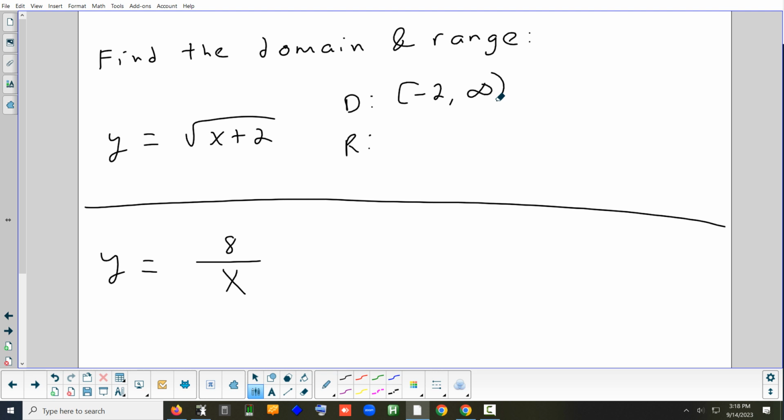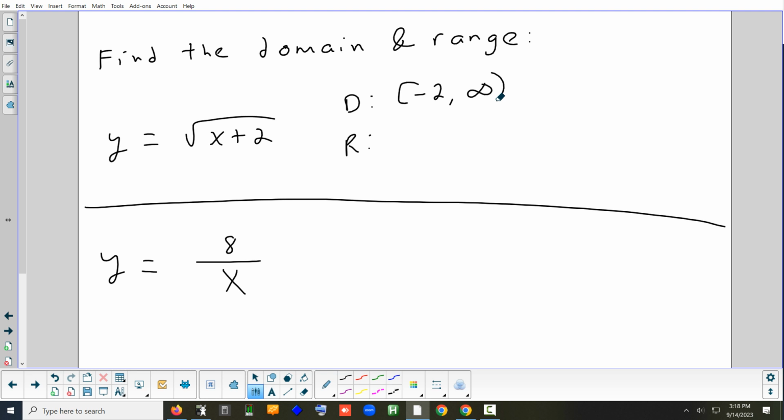And now, let's see if we can do it without a graph. We'll do a graph for the next one. But if you plug in any number you want between negative 2 and infinity for x, what's the smallest answer that you could ever get? 0. You can't get an answer smaller than 0.